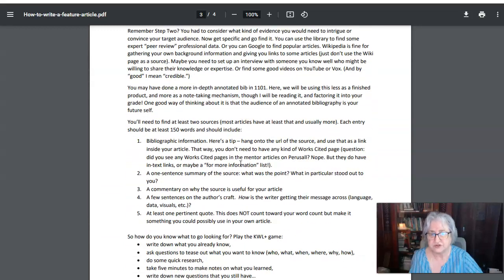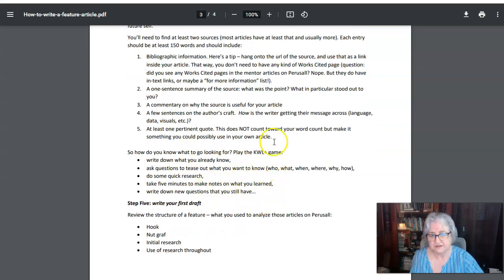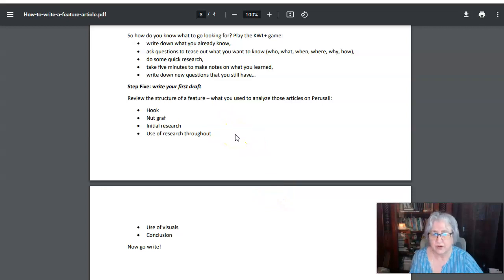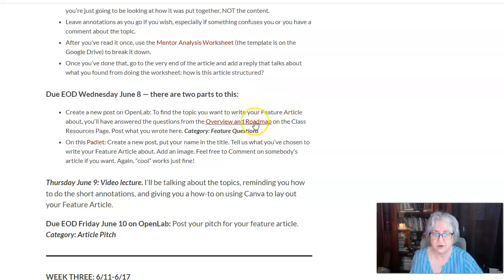Some more about research. Now you're going to be finding two sources, and one can be an interview, one can be a YouTube video, I don't care. But you're going to do a quick analysis of it, just so you can learn more about who the author is and make sure it's kind of a good source for you to use. And again, this is about how to come up with people to find. And then the first draft, and we write. So this is important piece. It's right here, the overview and roadmap.